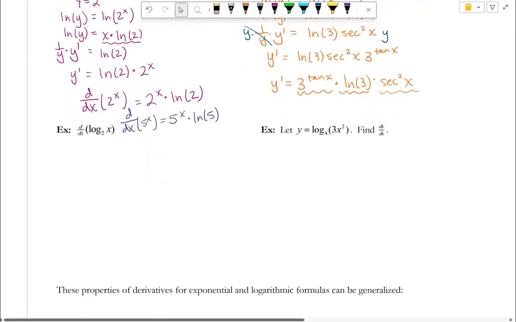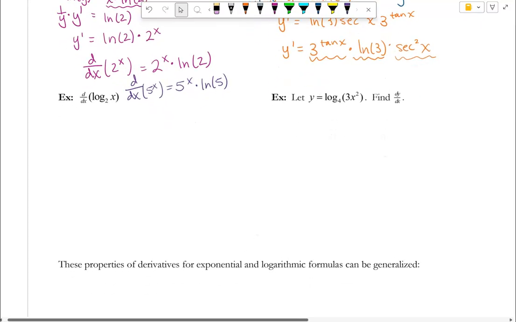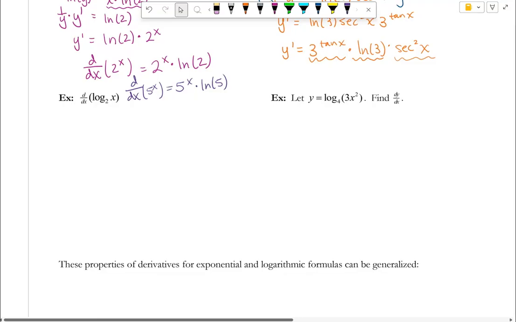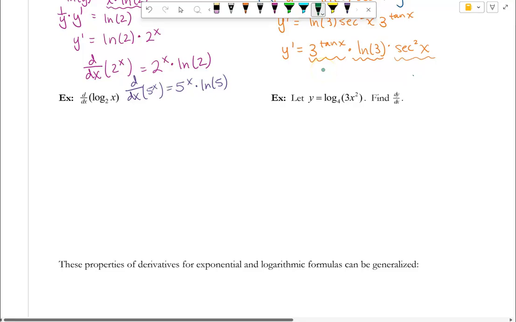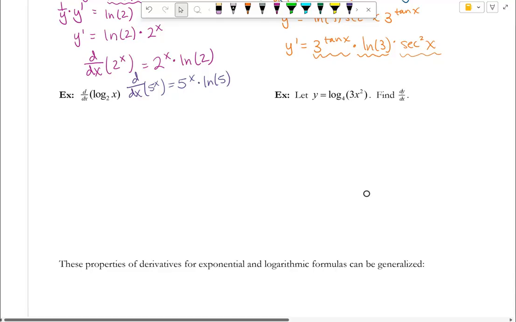All right, for these last two examples, we're looking at a log with a different base. And again, we only know how to take the derivative of the log with the natural base. So we could either use the change of base formula that we learned in Algebra 2 to rewrite this as log base e, and that would be fine. Or we could use logarithmic differentiation again to prove this. So let's go ahead and call this y. So y equals log base 2 of x.